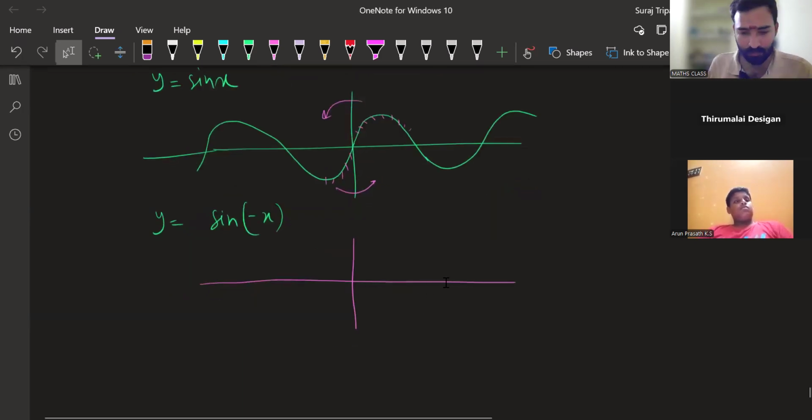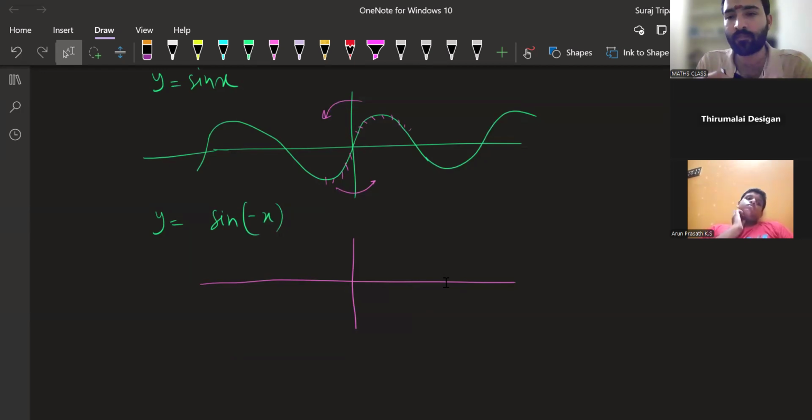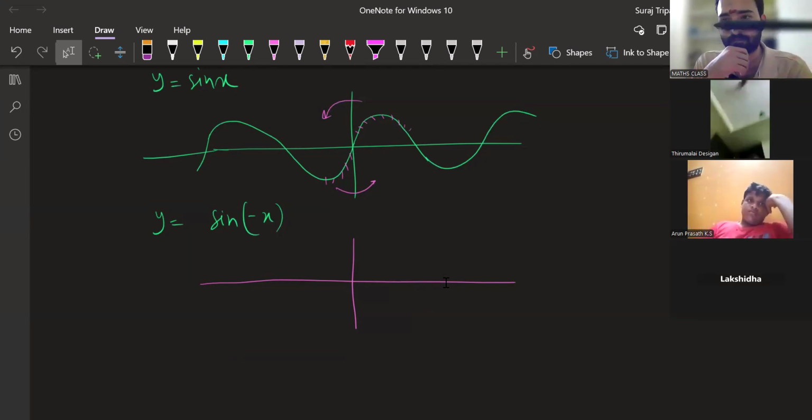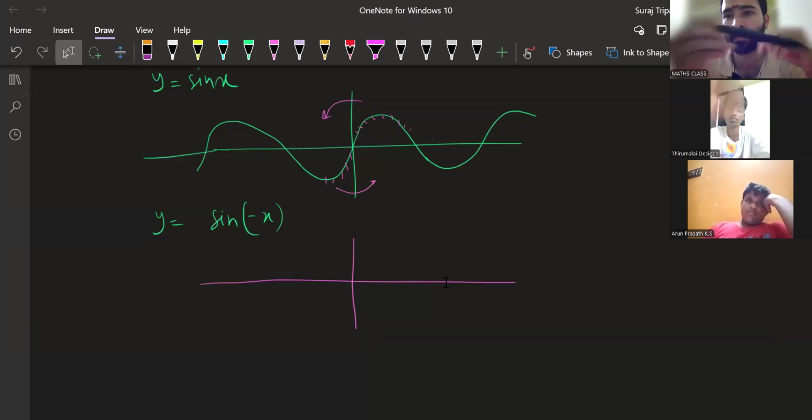So if the graph of any function is given and we are taking x in place of minus x, then we have to reflect the entire graph with respect to the y-axis. Suppose the graph of sin x is this one, then the graph of sin inverse x will be like this.